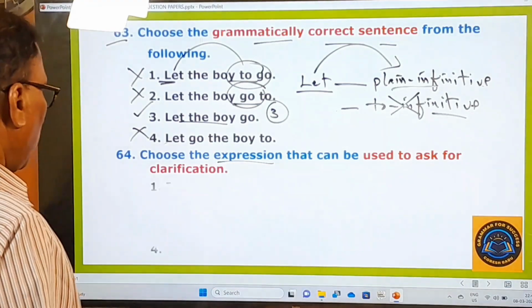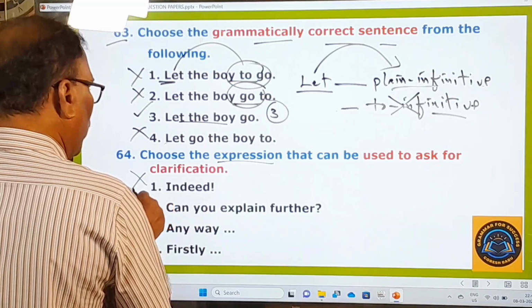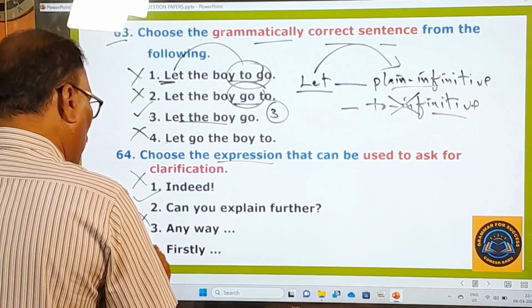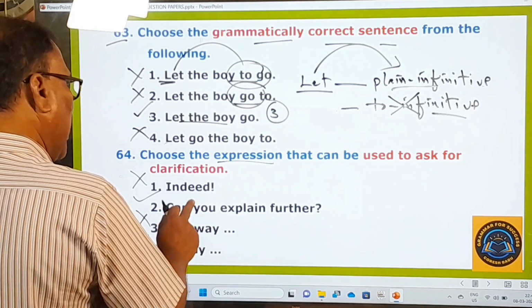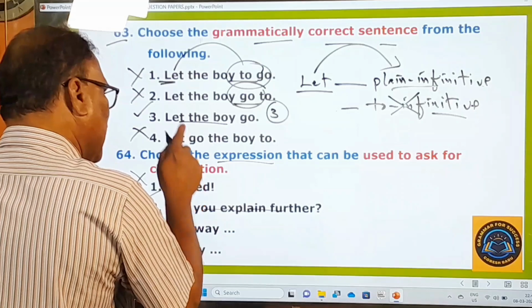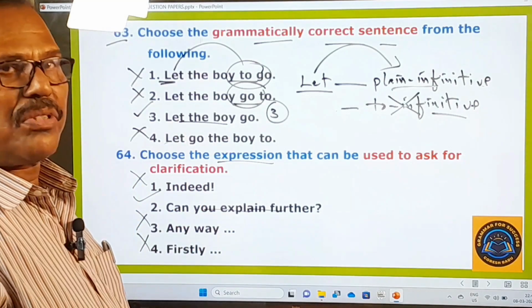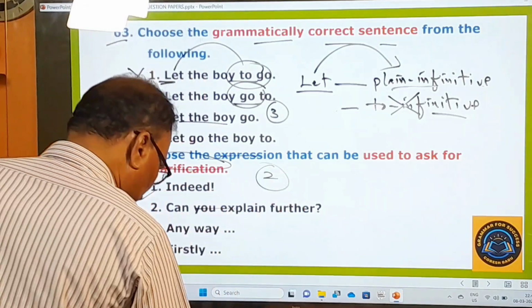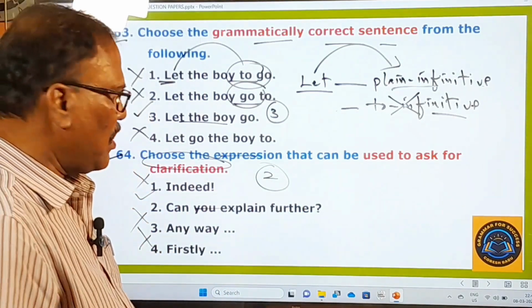Here options are given: Indeed, no. Can you explain further? Yes. Anyway, no. Firstly, no. So here, can you explain further? By asking this question only, you can get clarification for your doubts. So first, third, fourth are wrong. Only the second one is the right one. Now let's move on to other questions.